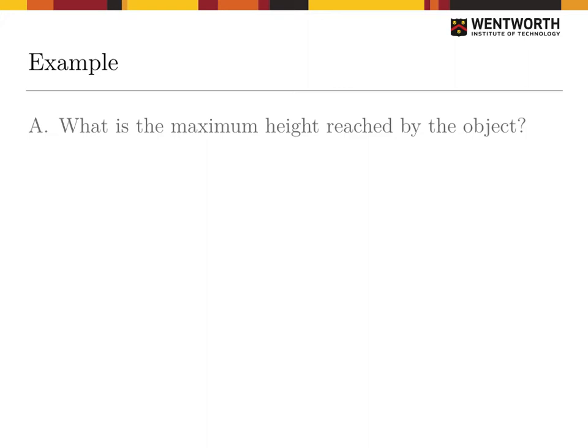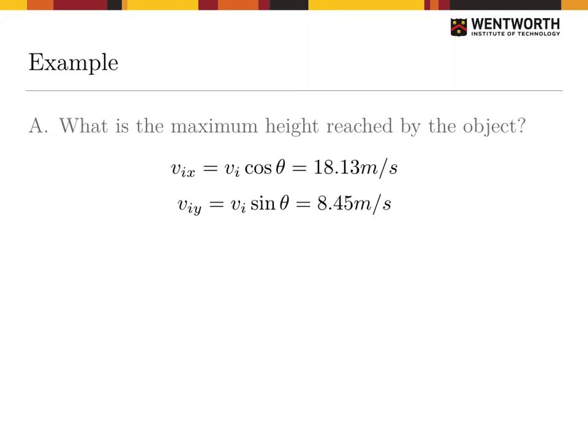Now remember, since we are working in 2 dimensions, our equations are split between the x and y directions. Therefore, the first thing we need to do is determine the x and y components of the initial velocity. Here we've used the standard equations for computing x and y components.